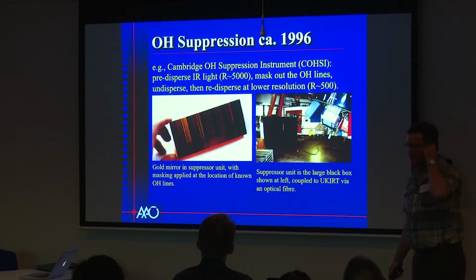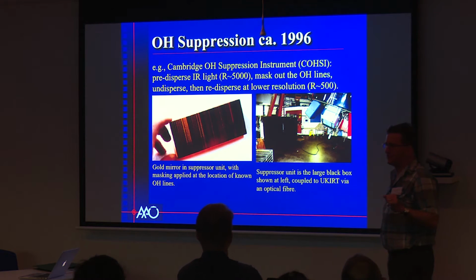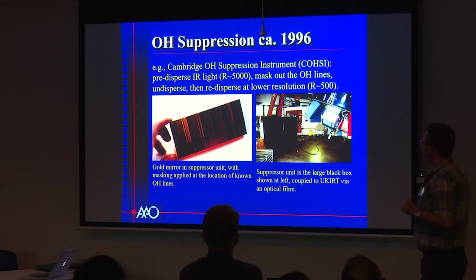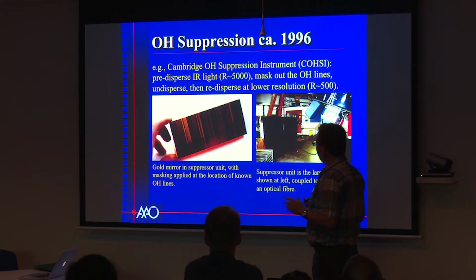So you might say, well, wouldn't it be nice if we could get rid of those OH lines? Well, two ways to do that. You can either go into space and do it with Hubble, or people have tried to do this from the ground for a number of years. This was one of the earliest attempts I'm aware of where people actually tried to physically remove the OH lines.